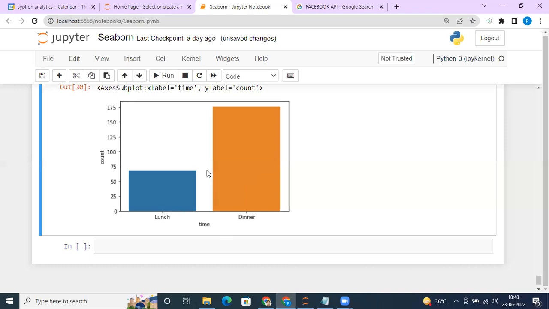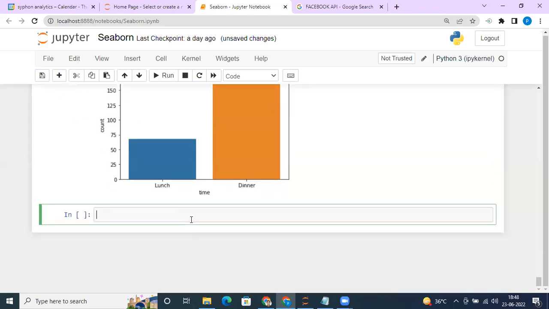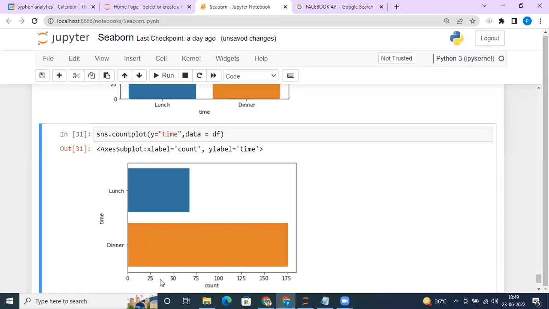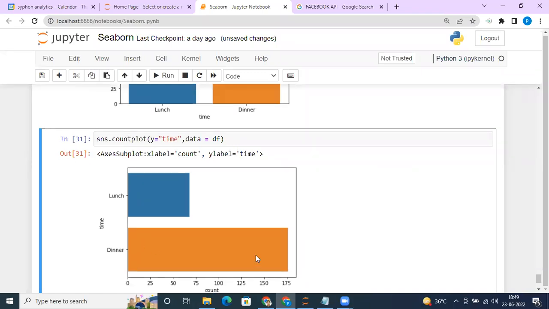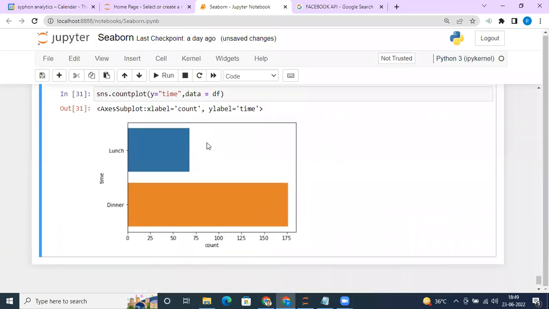If you want to change the orientation, you can. On the x-axis we are getting lunch and dinner, by default it is the x-axis. If I want to change it to the y-axis, I can do that. Here I can mention y is equal to time. If you see, my plot has shifted this way. Now on the y-axis I have time, that is lunch and dinner, and on the x-axis I have the count, but it looks better for me, right? It looks much better in comparison to what you were seeing before.